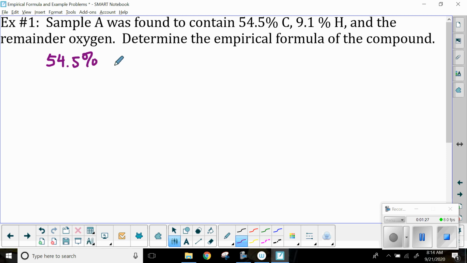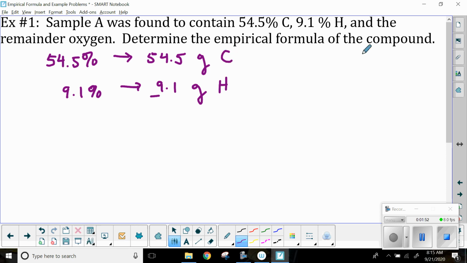54.5%. If we assume we have 100 grams, that will just translate to 54.5 grams of it out of 100. Same here with the hydrogen. If I have 9.1% hydrogen, it'll go to 9.1 grams of hydrogen. Put our symbols here like that. And the remainder oxygen. So I'll say 100 minus the 54.5 minus the 9.1. And the remainder, that's oxygen, is going to be about 36%.